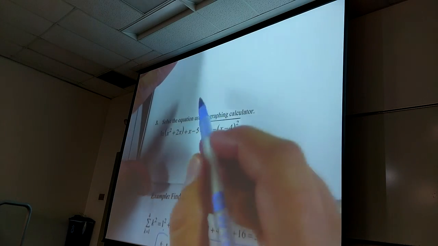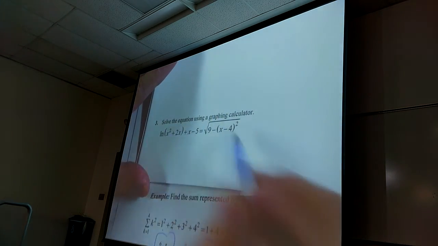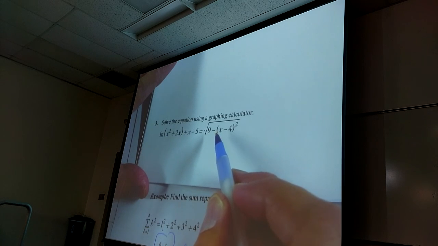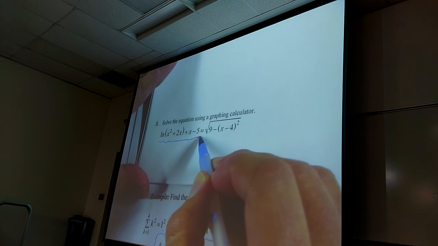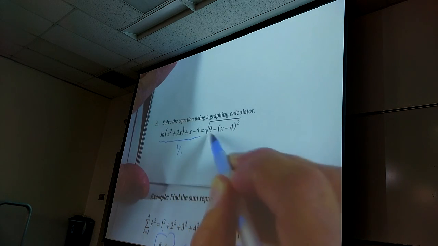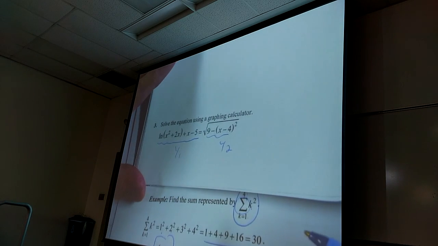Notice this last problem real quick. There's at least one problem like that in the homework. We'll do this in lab. I've got some extra calculators. But you basically just graph one side, you graph the other side, and you look for where they meet.